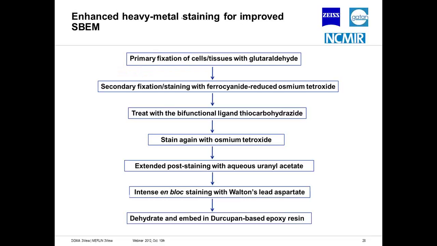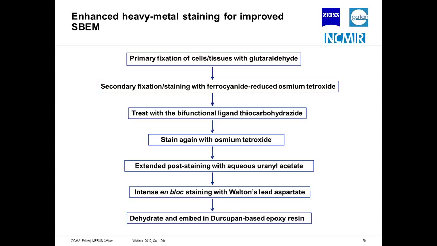So for the 3View, what we did is combine existing metal stains into what can be described as an extreme or enhanced heavy metal staining protocol, to say the least. It uses conventional glutaraldehyde fixation, followed by ferrocyanide reduced osmium tetroxide post-fixation. This is then followed by a treatment with thiocarbohydrazide.